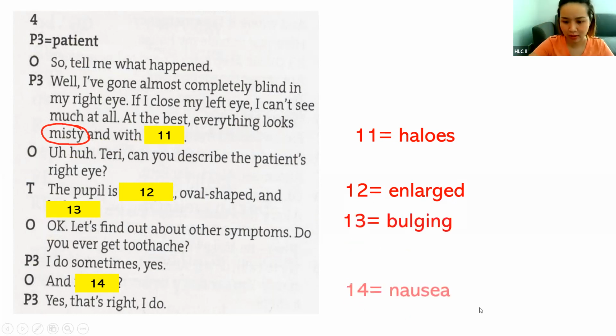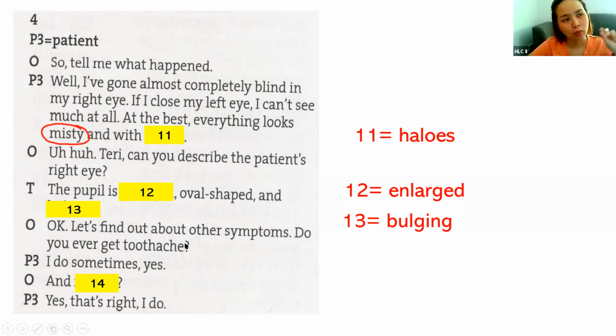And okay, number 13 is bulging. Bulging means it's sticking out. It's นูนมันโป่งออกมานะคะ. Okay, and another symptom that this patient has is toothache.